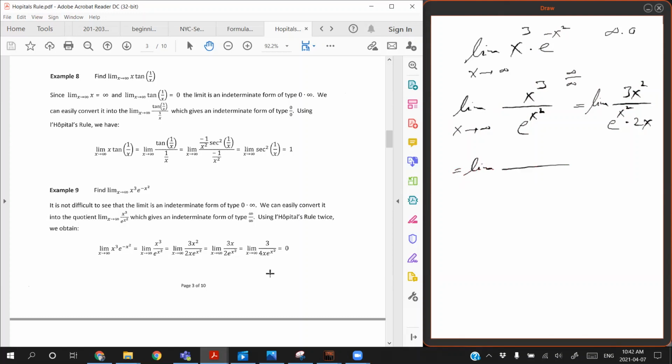It's going to be limit of, let's simplify that. We get 3x on top. At the bottom, we get e to the power of x squared times 2. This is going to be infinity over infinity again. So I can use L'Hopital's rule a second time. Derivative of the numerator is going to be 3. Derivative of the denominator is going to be 2 times e to the power of x squared times 2x as x approaches infinity. Okay, at this point I get 3 over infinity, which is 0.